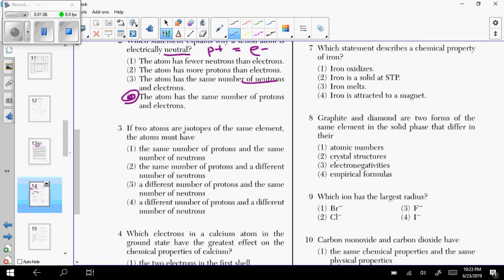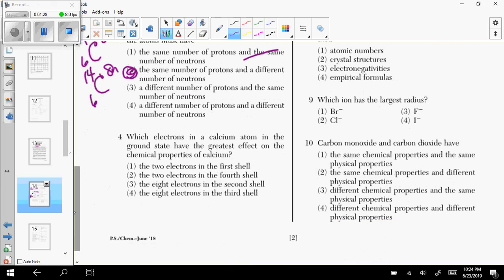If two atoms are isotopes of the same element, they must have. So isotopes are like carbon 12 and carbon 14. They both have 6 protons, but this one would have 6 neutrons and this one would have 8 neutrons. So they have the same number of protons, different number of neutrons.